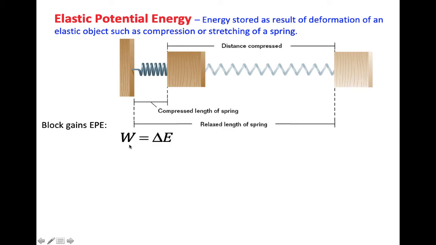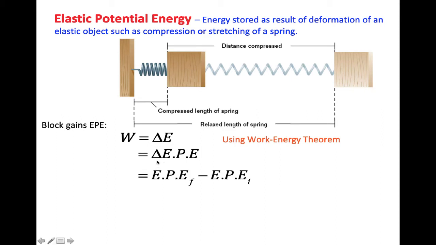Why can we write W equals delta E? Because this is the work energy theorem. I am replacing delta E by delta EPE, change in elastic potential energy, because this is the only change in energy that is happening. We move the block very slowly, so initial and final kinetic energy is 0, and the block is also not gaining any height.